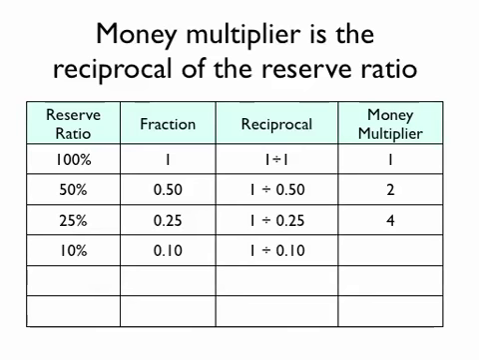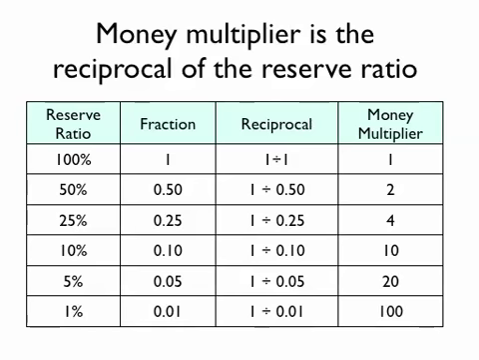If our reserve ratio was 10%, in other words, if the bank only had to keep 10% in reserves, the fraction would be 0.1. The reciprocal would be 1 divided by 0.1, or 10. So a 1 real deposit in this case would actually produce 10 reals in money that was created. If we were to drop to 5%, it would go to 20. If we drop to 1%, it would actually go to 100.